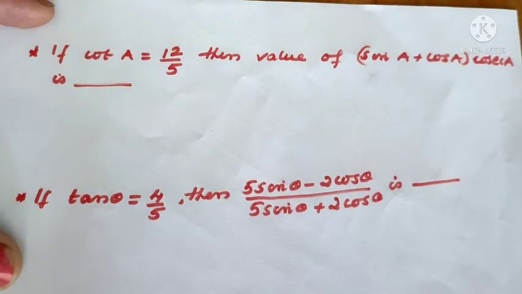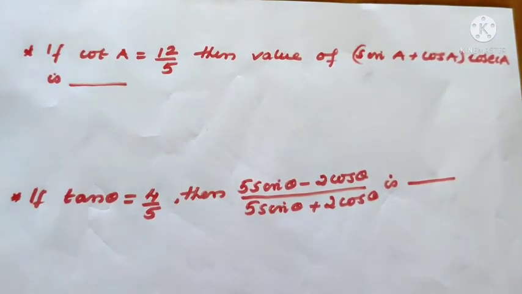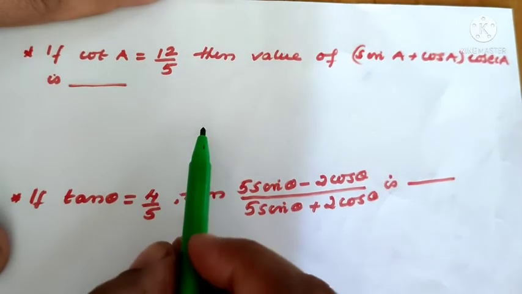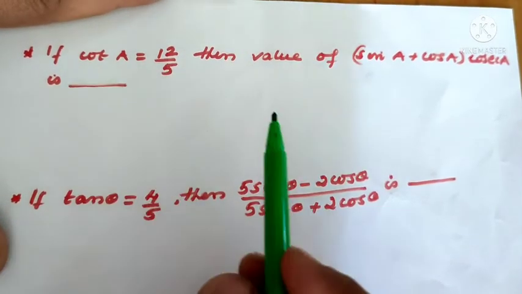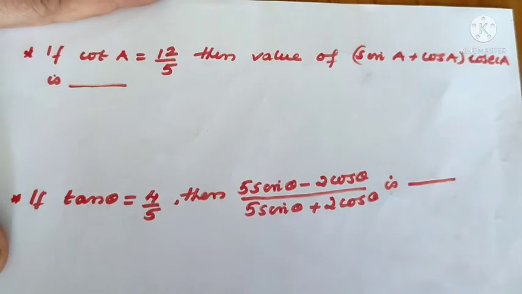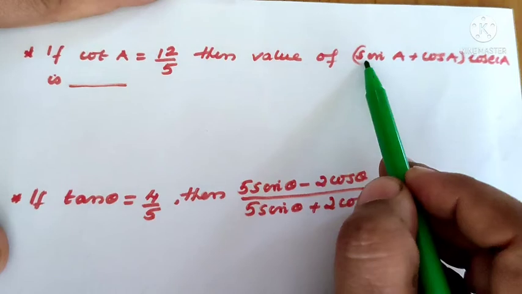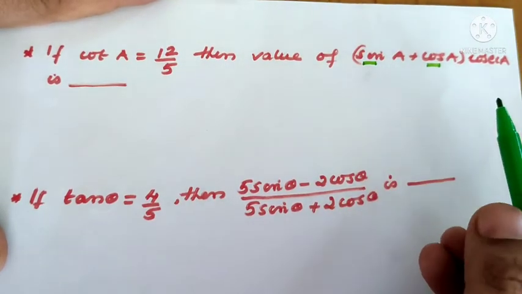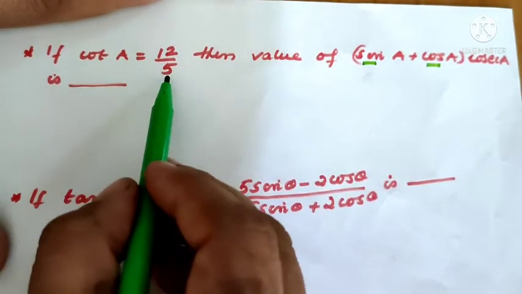If cot A equals 12 by 5, find the value of (sin A plus cos A) into cosec A. See, cot A is given, so definitely we can write tan A also. Tan A, what is the answer? Reciprocal of this. And we know that for tan A or cot A, the relation is between the adjacent and the opposite side only. There is no hypotenuse coming. But when the question is asked for sin and cos, then we require the hypotenuse. So we know the triplet only.